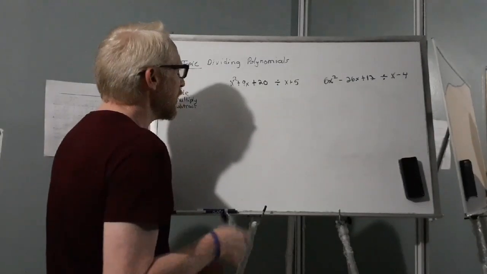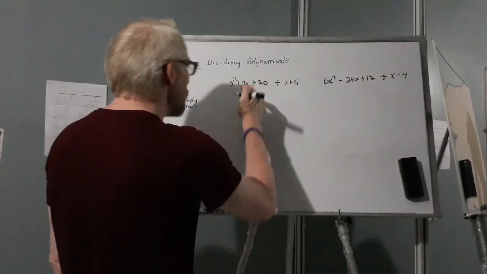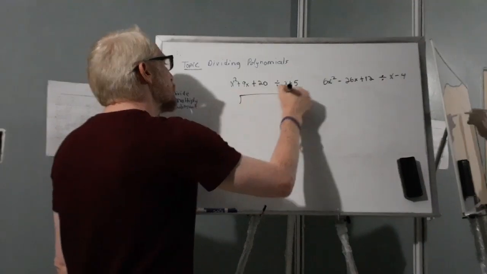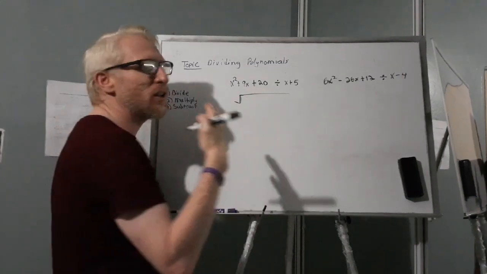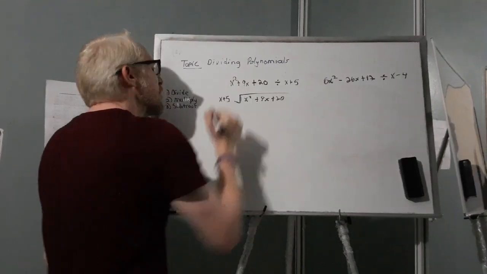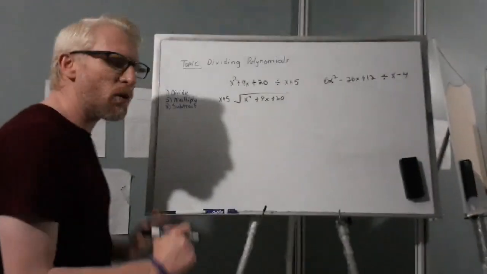So we have x squared plus 9x plus 20 divided by x plus 5. So this is my dividend, which means this is what's going to go inside the house, or we call it the block, whatever you want to call it. x squared plus 9x plus 20, and we're dividing it by x plus 5. Looking at what I wrote here on the side, the first thing we're going to do is divide. But what are we going to divide?